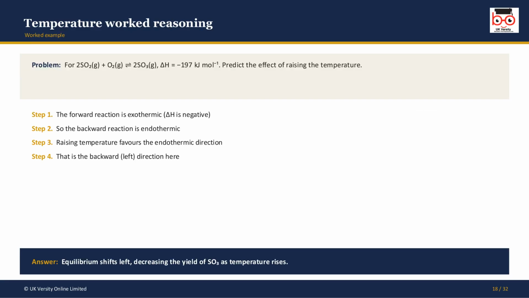Let's reason one out. For sulfur dioxide plus oxygen in equilibrium with sulfur trioxide, delta H is minus 197 kilojoules per mole. So what happens if we raise the temperature? The forward reaction is exothermic, since delta H is negative, which makes the backward reaction endothermic. Raising the temperature favors the endothermic direction, and that's the backward, left-hand direction here. So the equilibrium shifts left, and the yield of sulfur trioxide falls as the temperature rises.